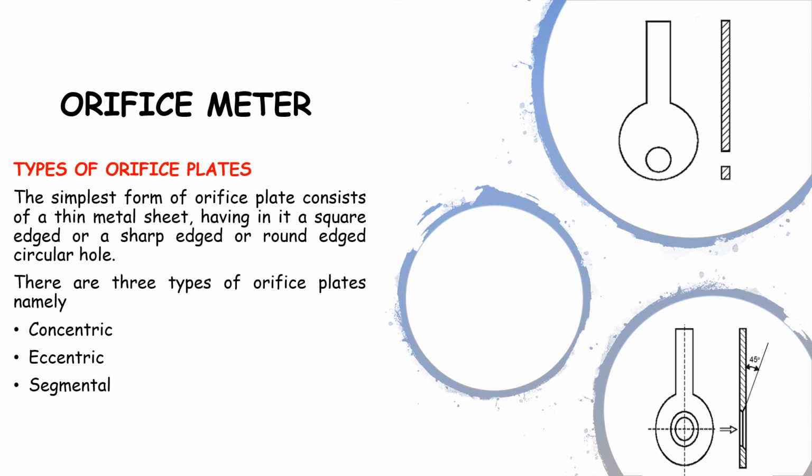This plate is mostly used to measure the flow of fluids that carry solids, and is also not used to measure gases which carry liquids. It should be noted that this type of orifice has a higher degree of uncertainty as compared to that of the concentric orifice. Now the last type is segmental.